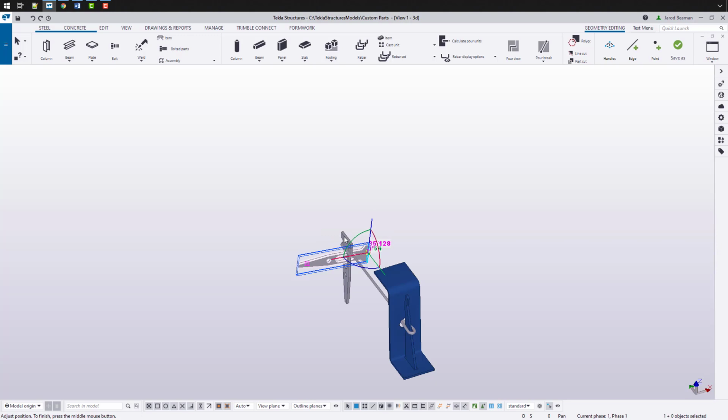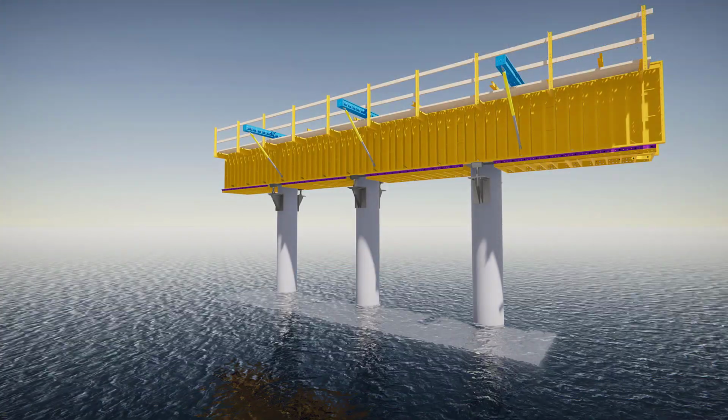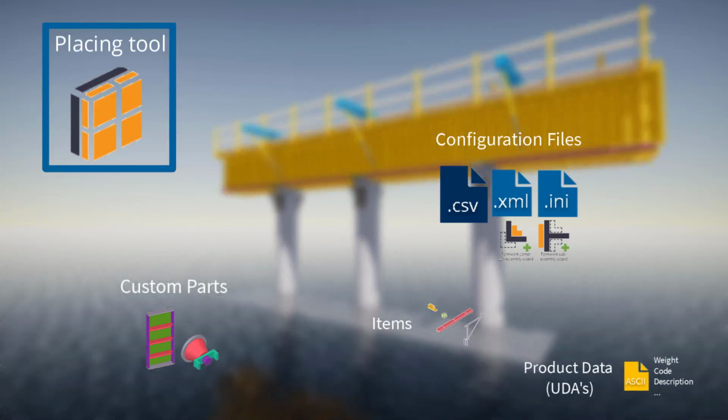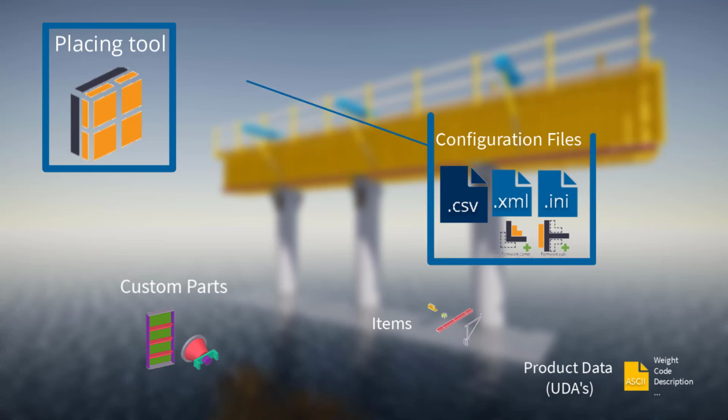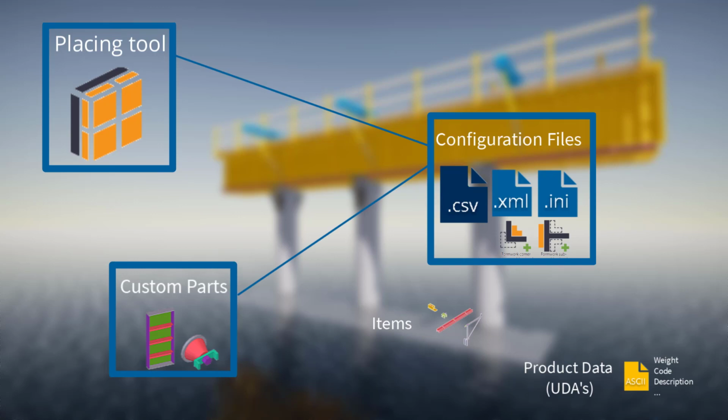To review, we have the Formwork Tools application, and this tool will read the CSV files to display options in the dialog. And the configuration files define which custom parts to place and how to place them. In the component are the 3D objects and the product data referenced from an external file.